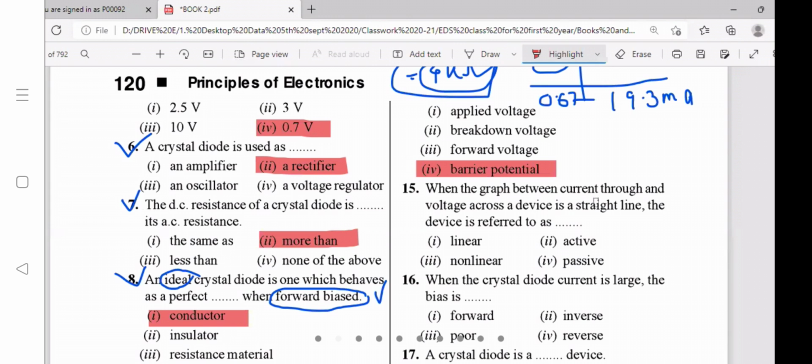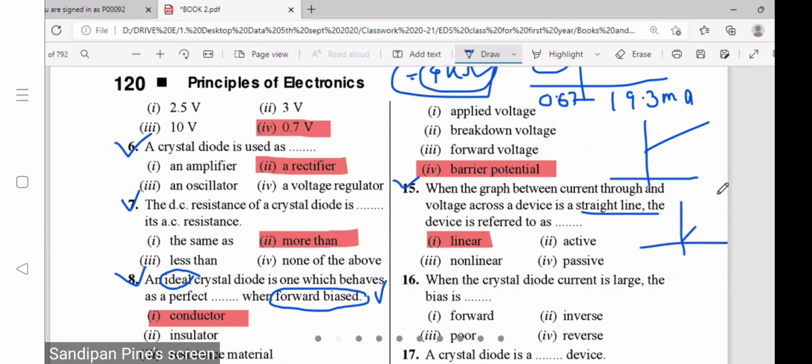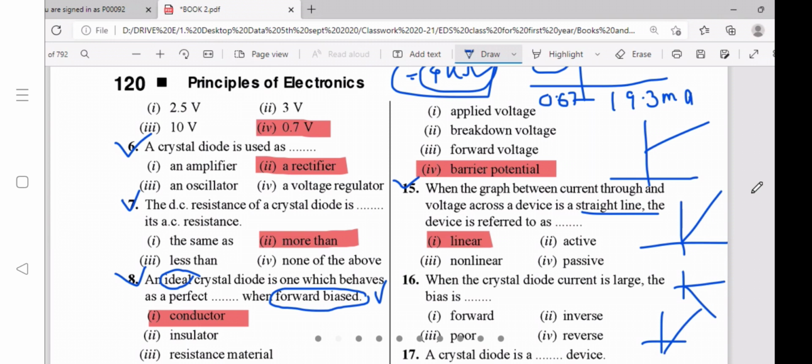15. When the graph between current through and voltage across a device is a straight line, any straight line graph is called a linear graph. So question number 15 answer will be linear graph. Any straight line graph, y equals mx or y equals mx plus c. This is y equals mx plus c. This is y equals mx. This is y equals minus mx. This is y equals mx minus c. So all these graphs you know. Any straight line graph is called a linear graph.